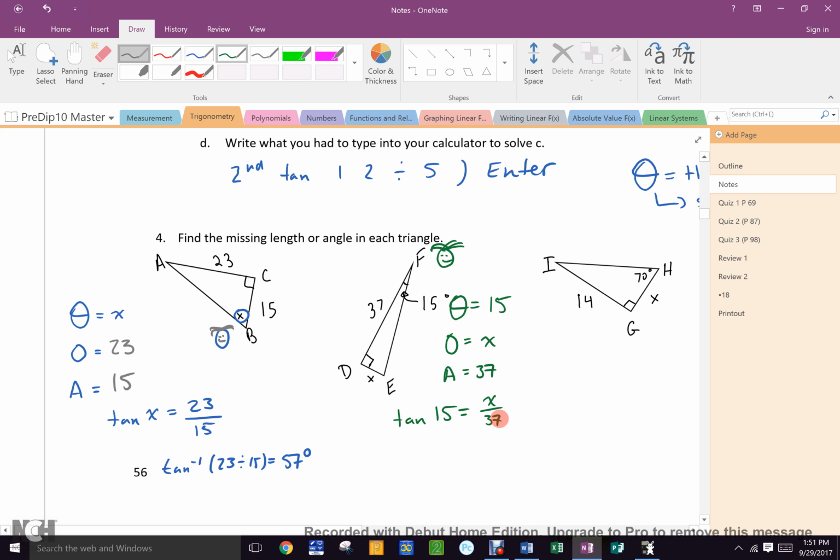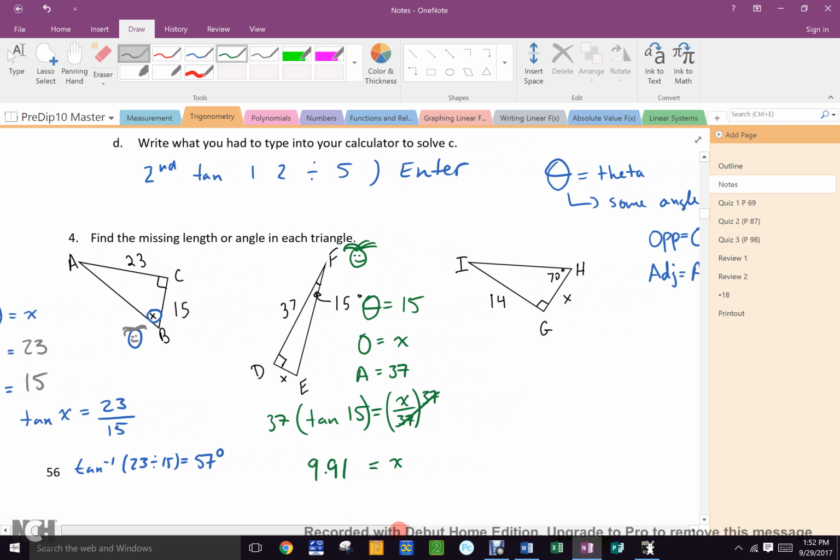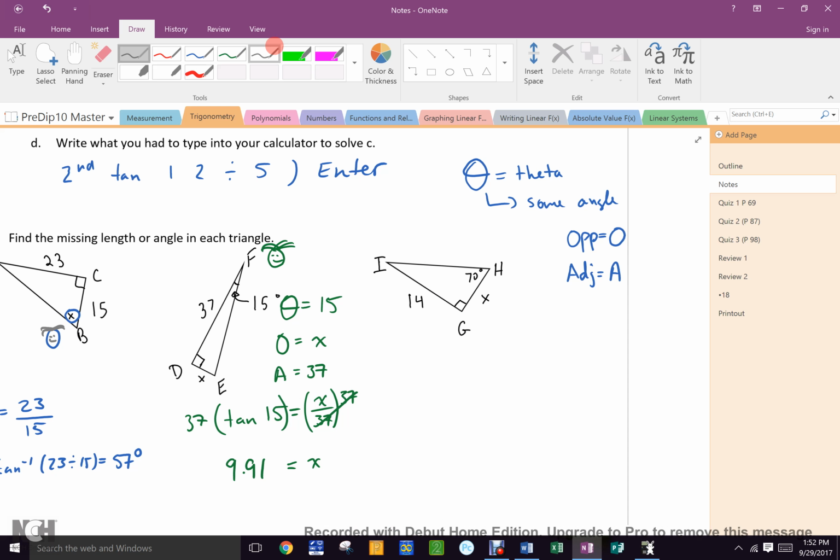So because we are taking notes, we are actually going to write it out. This time and this time only. 37 tan 15, they are going to cancel, will give me x. So I punch that into my calculator. What do I get? 9.91. Excellently done.